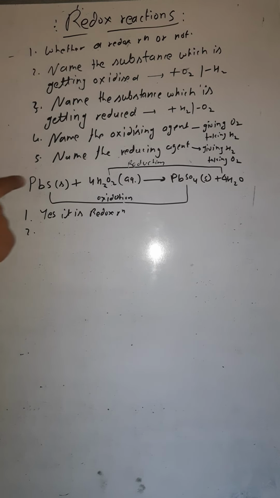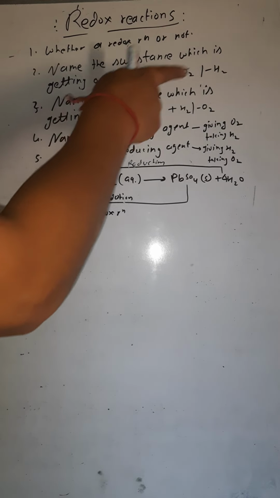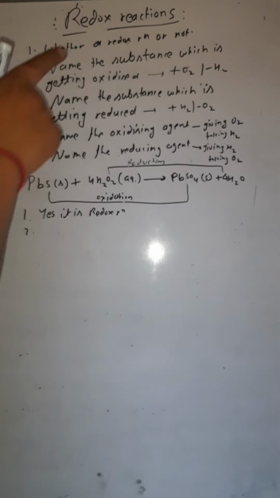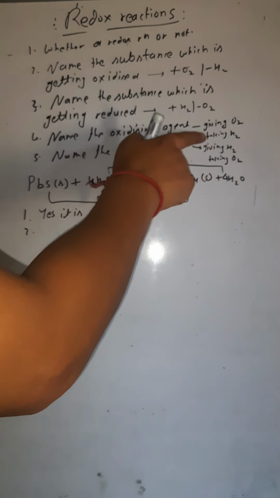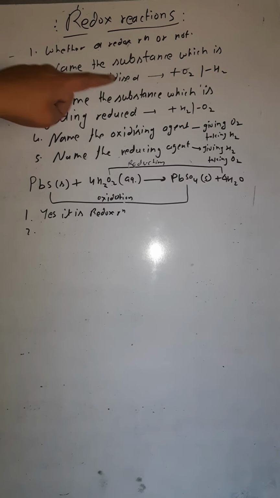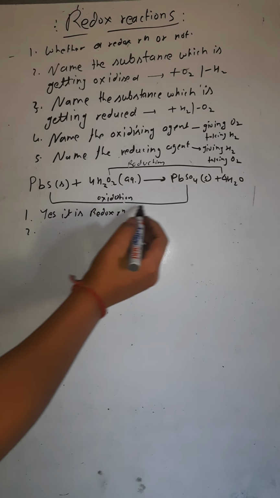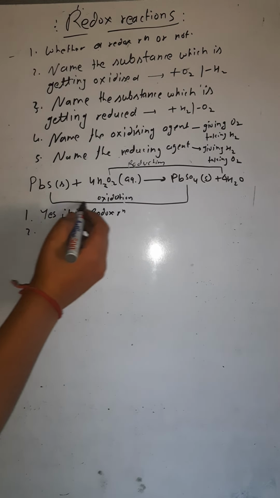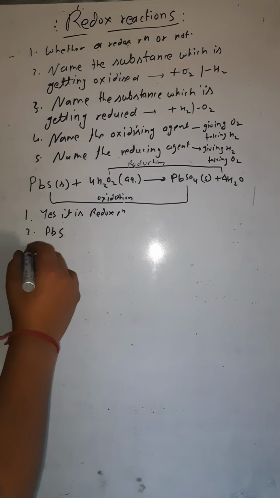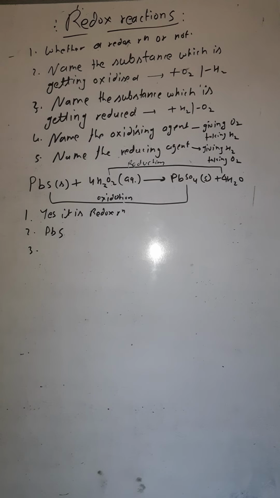Number 2, name the substance which is getting oxidized. This is the second question. Oxidized means which is giving oxygen or taking hydrogen. Sorry, I'm talking about the oxidized one. Name the substance which is getting oxidized. Look here, oxidation is taking place here, right? So this one is getting oxidized. The answer is lead sulfide is getting oxidized.